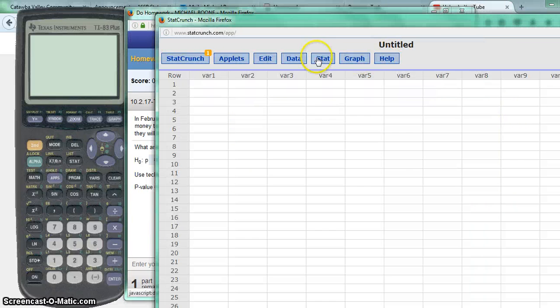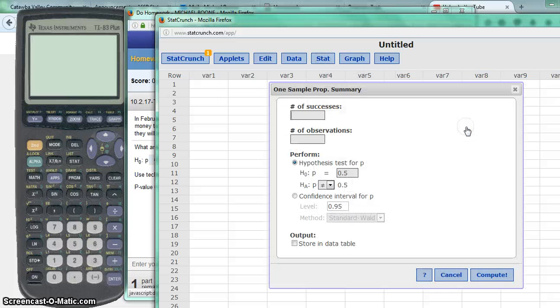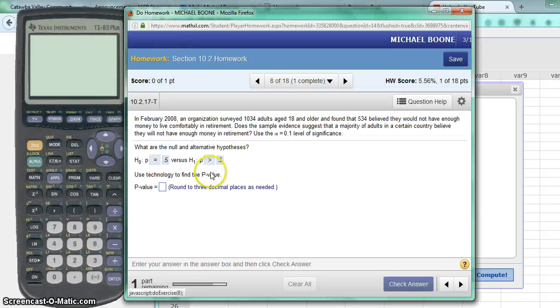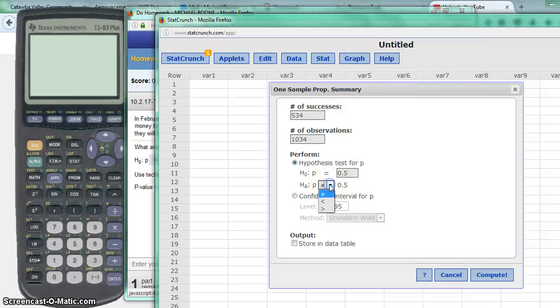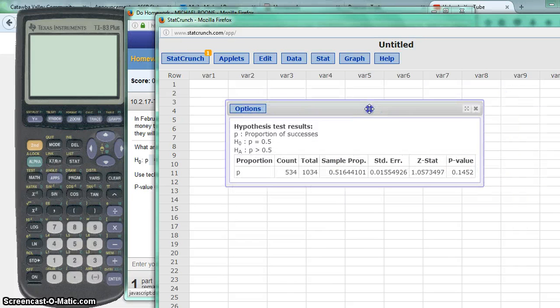And again, since we're dealing with proportions, we go to proportion stats, one sample, and with summary. 534 said that they would not have enough out of the 1034. 0.5, that's what we're looking at. And again, if we want to see if it's a majority, that means more than 0.5. So a greater than. It makes it a one tail. And we find our p-value, 0.145.